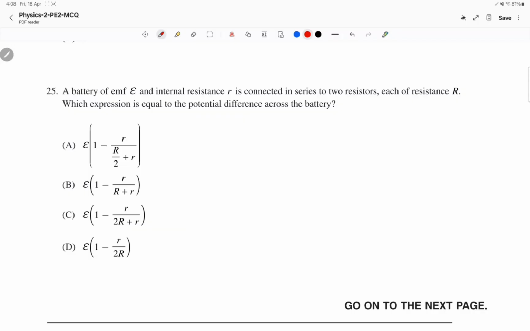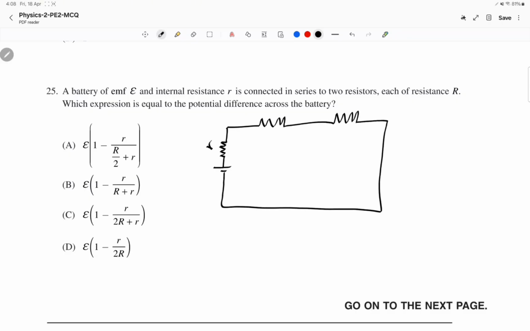25. Let's imagine this circuit. So here we have a battery, long line and a short line, with internal resistance, which means you must always draw it in series, is connected in series with two other resistors.